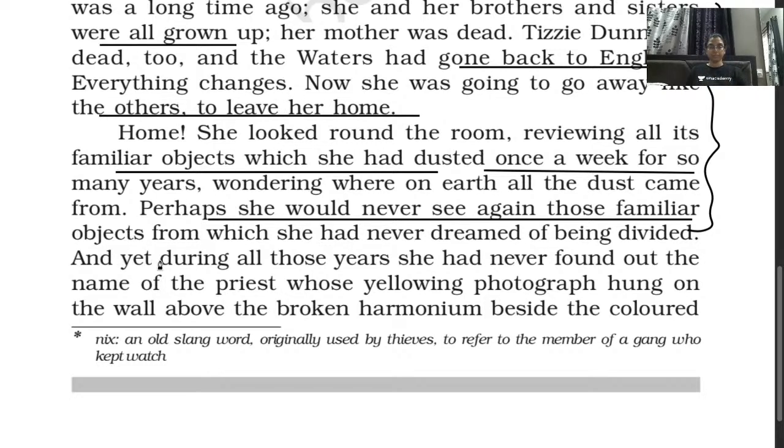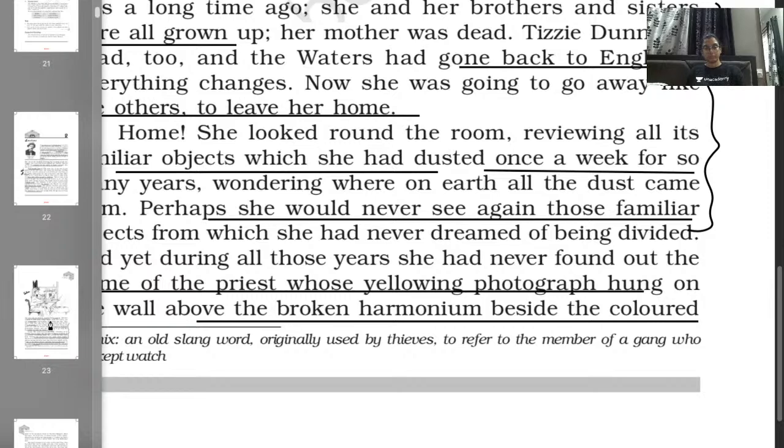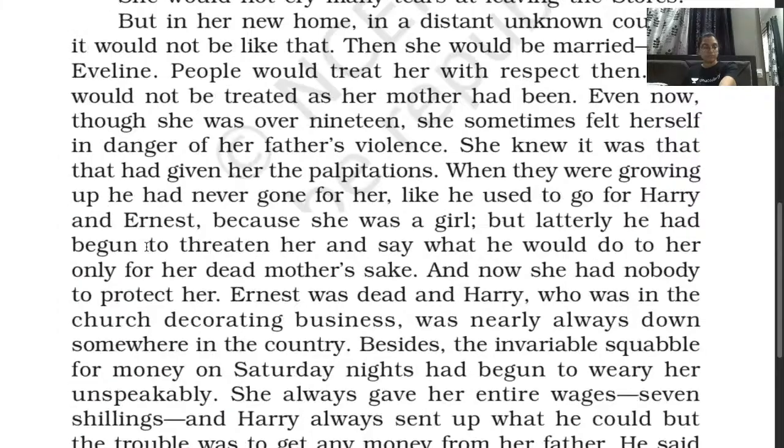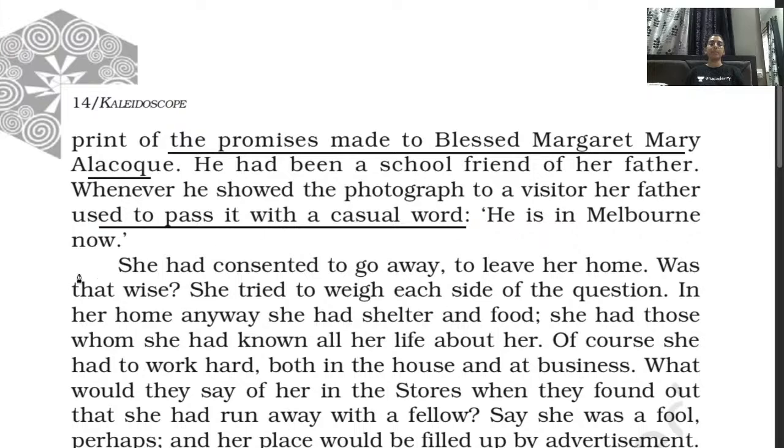And yet during all those years she had never found out the name of the priest whose yellowing photograph hung on the wall above the broken harmonium beside the colored print of the promises made to Blessed Margaret Mary Alacoque. He had been a school friend of her father. Whenever he showed the photograph to a visitor, her father used to pass it with a casual word, "He is in Melbourne now." She had consented to go away, to leave her home.